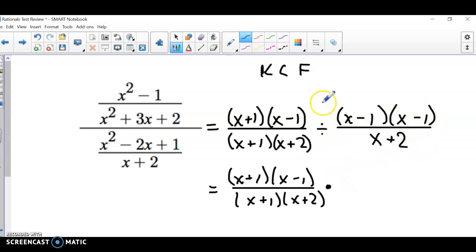So instead of x plus 2 being in the denominator, now it's going to be in the numerator. Instead of x minus 1 times x minus 1 being on the numerator, they're going to be in the denominator. So I flipped this second fraction. So now this looks like a regular multiplication problem. Let's go through and see what we can cancel. Ooh, I have an x plus 1 on the top over here and on the bottom over here.